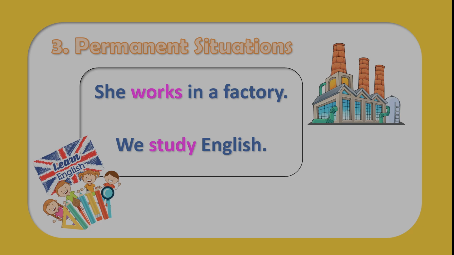For example, you probably know a pharmacy or drugstore when you go to get medicine, right? So you already know this schedule. So we can describe the schedule of the pharmacy. We can say the pharmacy opens at 8 o'clock and closes at 9 p.m. So it's a permanent situation for me, for you, or for someone. So here we have more examples. She works in the factory. We study English.